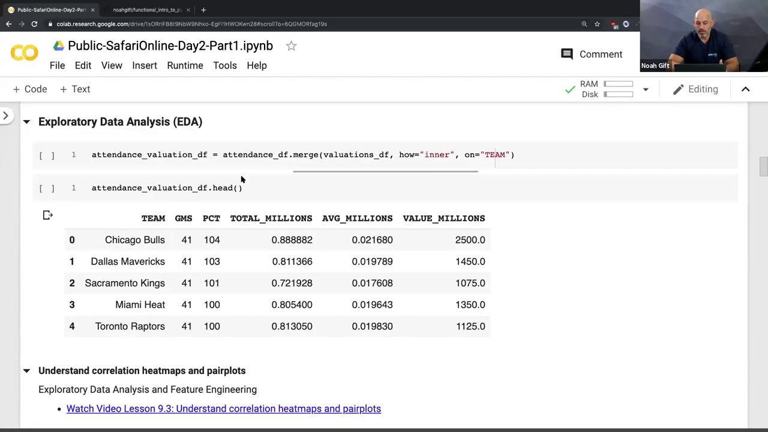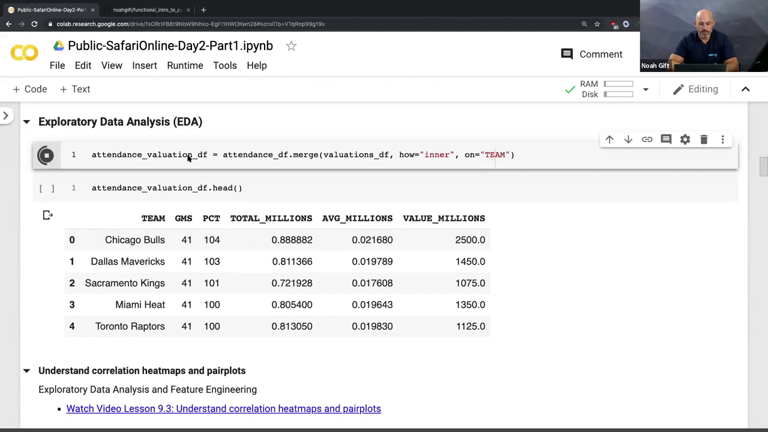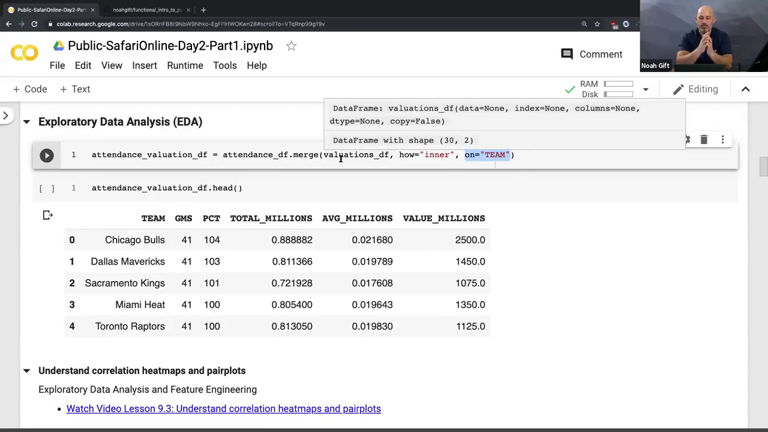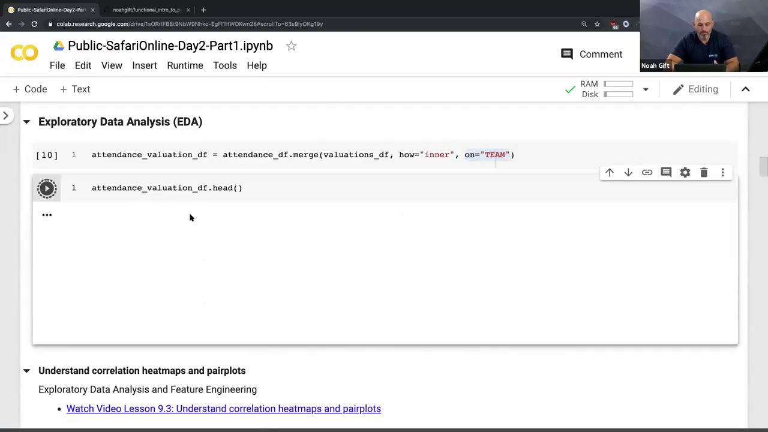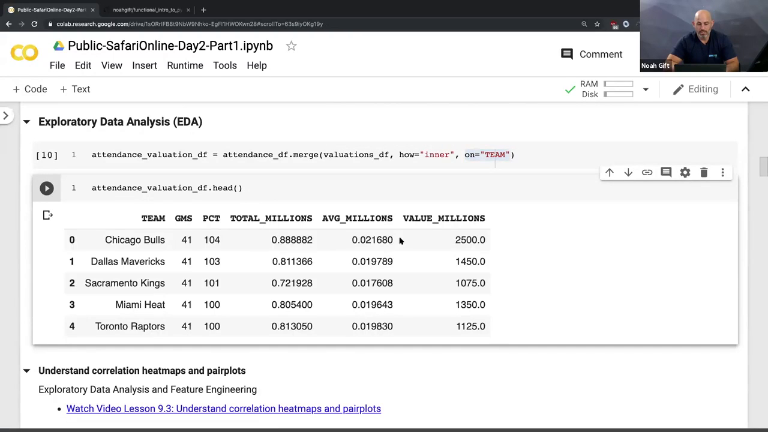So one of the things I can do here is I can start merging this data together. I had multiple data frames, multiple data sources. So I'm going to run this code, and what this does, if you see this merge operation, is it takes the team in two different data sets, the attendance data set and the valuation data set, and it squishes them together. Now, if I do a head operation, you can see that I've got an additional column. So I can just keep doing this to collectively add things together.